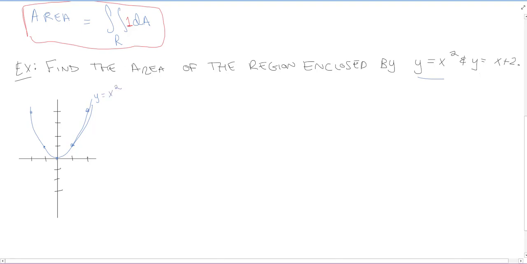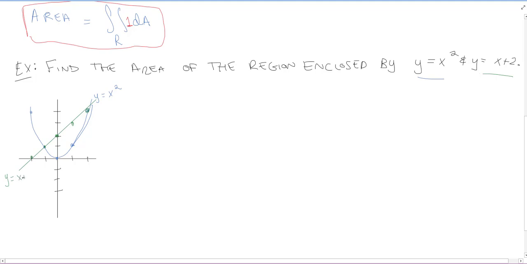And then we also have a line, y equals x plus 2. So that has a y-intercept of 0, 2. Slope is 1, so we're going to rise 1 and run 1. Do that again. And we'll drop 1 and run to the left and get that line there. Alright, that's pretty good. So that is y equals x plus 2.